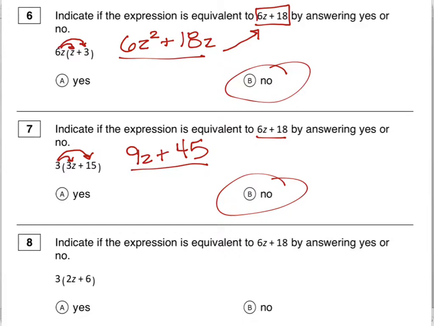Problem number 8, indicate if the expression is equivalent. Again, let's go ahead and distribute the 3. 3 times 2z is 6z plus 3 times 6 is 18. Oh, look, they're the same. So yes, they are equivalent, equal.